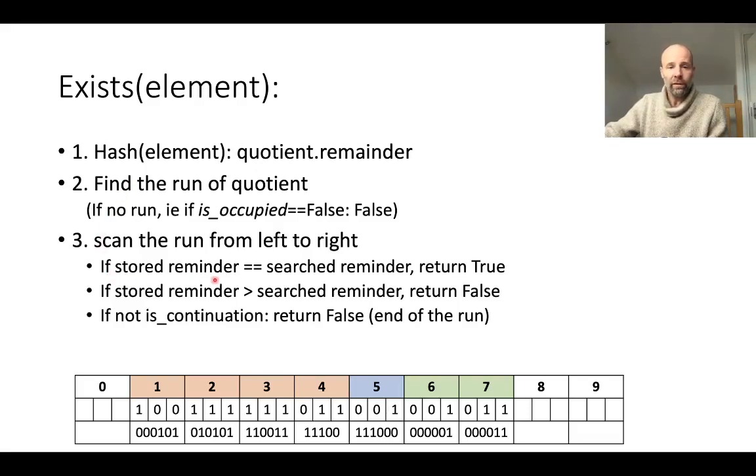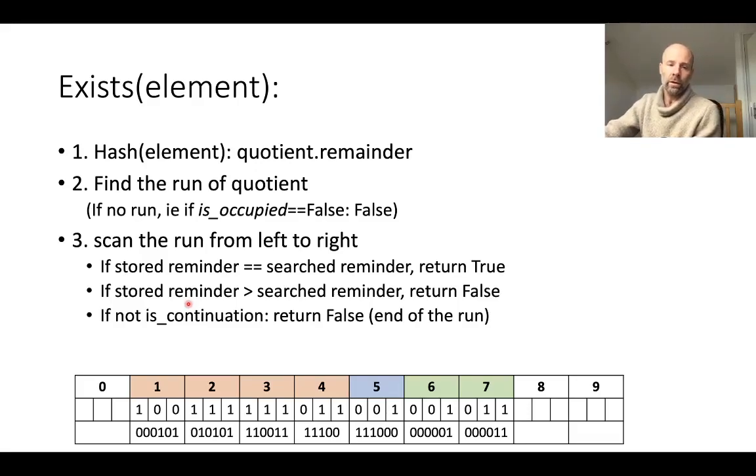And once we have found the run where the element may occur, we scan the run from left to right, and if we find the remainder of the element we're looking for stored somewhere in the run, we return true, which means that there is an element which has the same hash values as the one we are looking for that is stored in the quotient filter. Maybe it's another element. It would be a false positive, but still there is something. If we are still in the run, but we find a remainder stored that is bigger than the one we are looking for, we can return false, because we know that all the other ones are going to be bigger, and so we are not going to find the element.